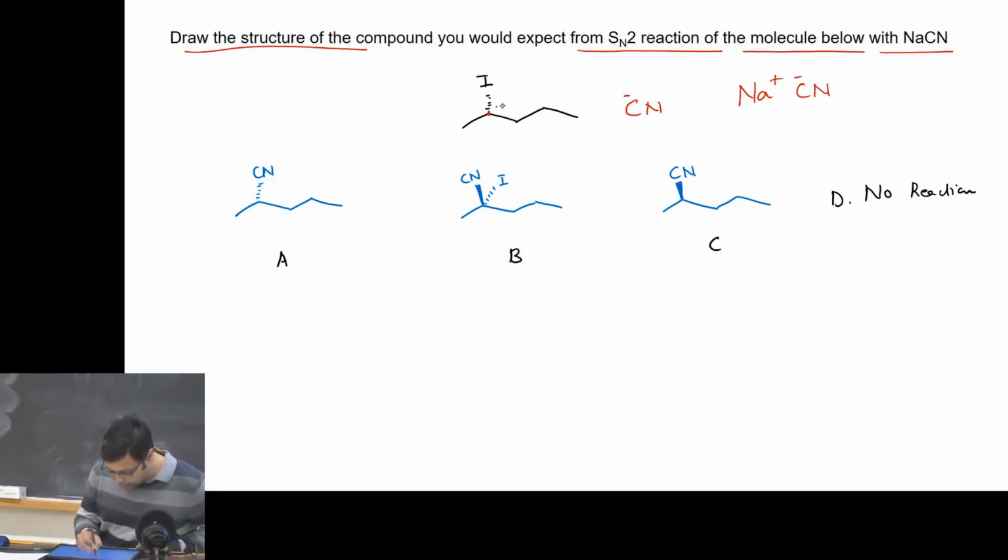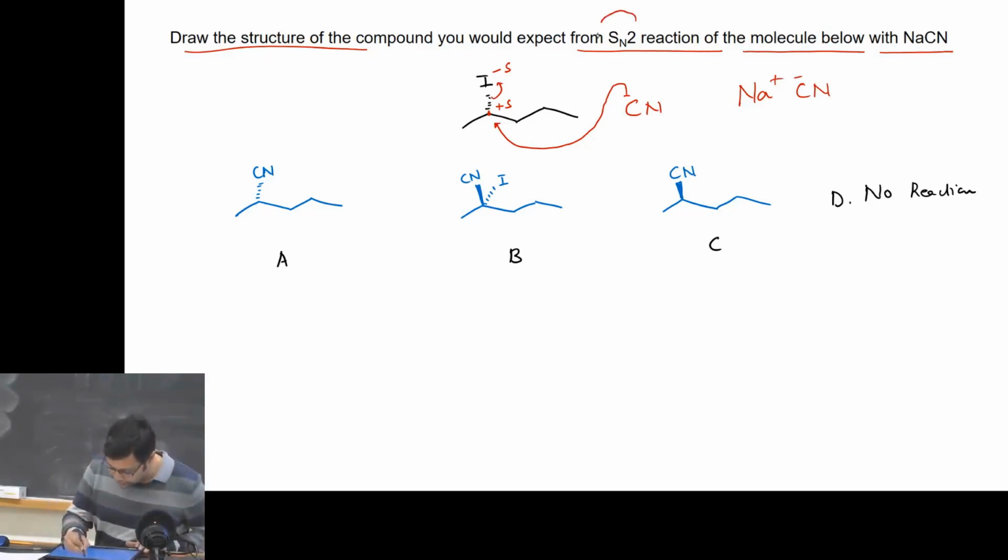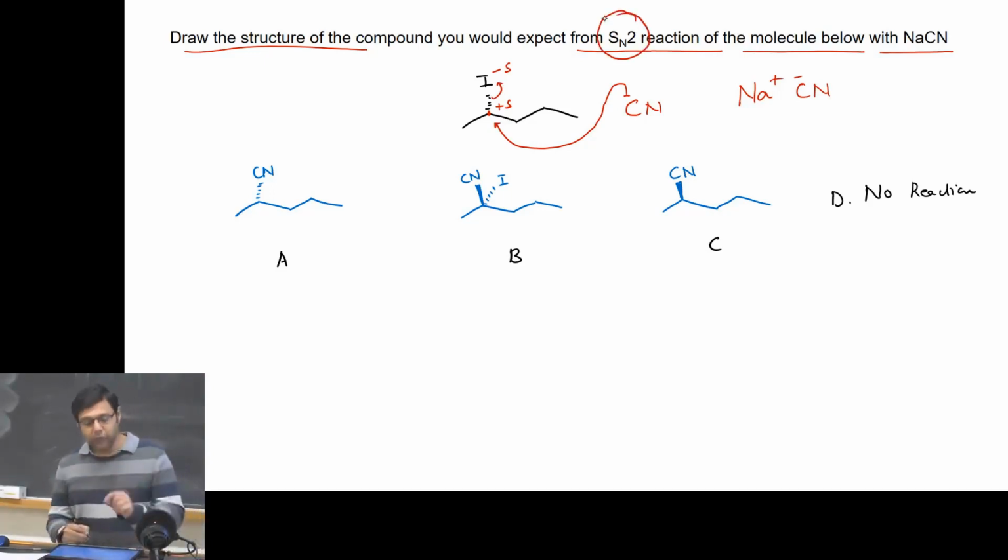This carbon is electrophilic, iodine has a partial negative charge. So CN minus is going to come from the back side, iodine is going to leave. Now because in the question I've told you it's an SN2 reaction, if you're starting with a chiral molecule and the reaction is taking place at the chiral carbon, you should get inversion of stereochemistry.